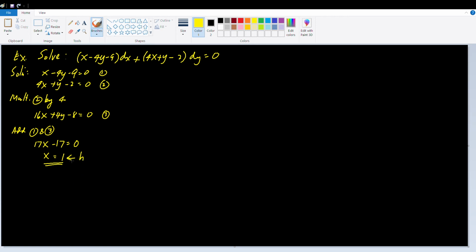Okay, so if x is equal to 1, we can substitute the value of x to equation 1 or to equation 2. So 1 − 4y − 9 = 0. So 1 minus 9 is −8. To the other side is positive 8. So y is −2. And that is our k. So the point of intersection (h, k) is at (1, −2). Alright?